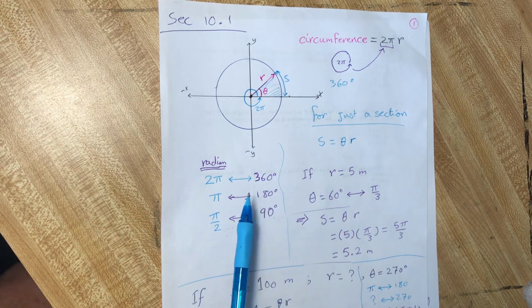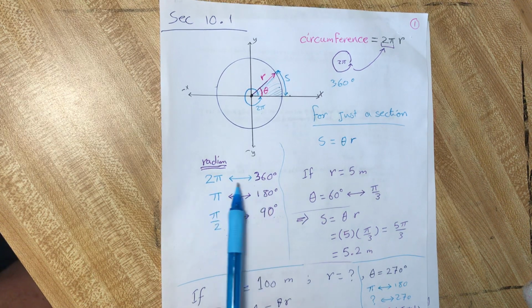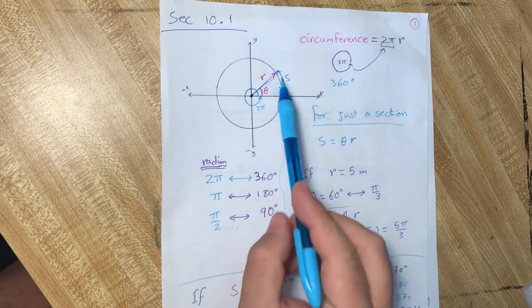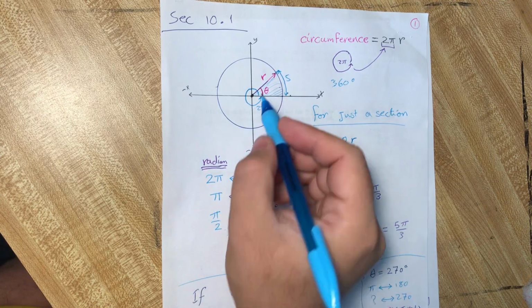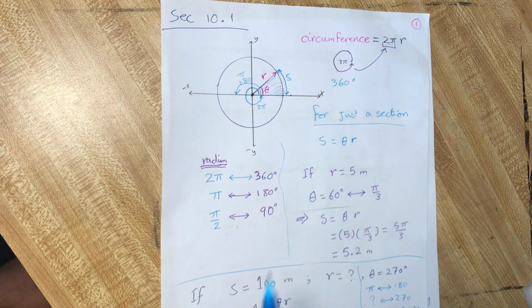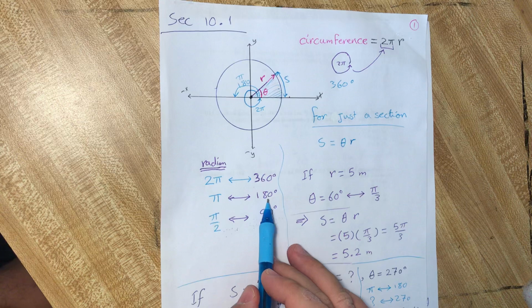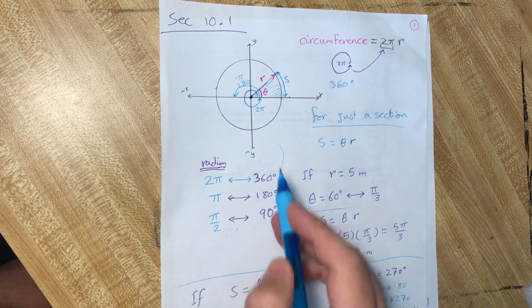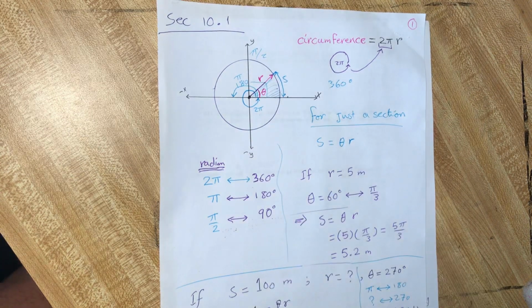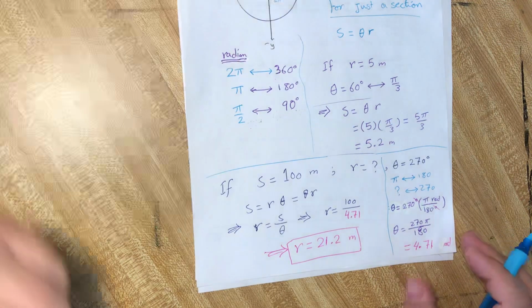Now, remember, or recall, that 2 pi is equal to 360 degrees. 1 pi is just 180 degrees. Pi over 2 is 180 degrees over 2, which is 90 degrees. So the right angle is pi over 2, and so on. We will know how to convert the angles.